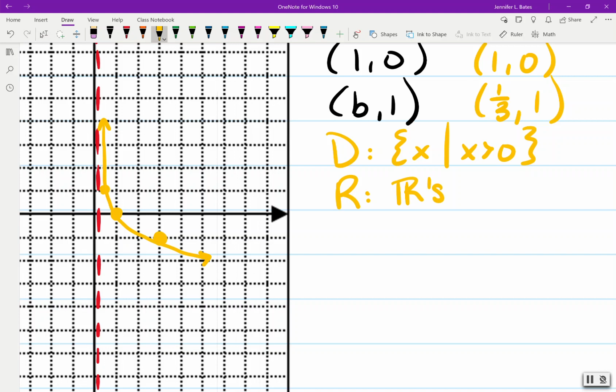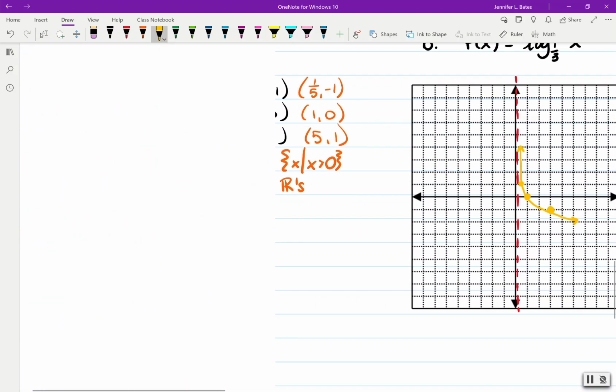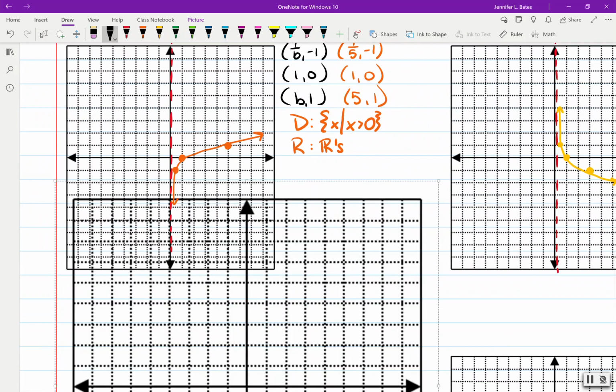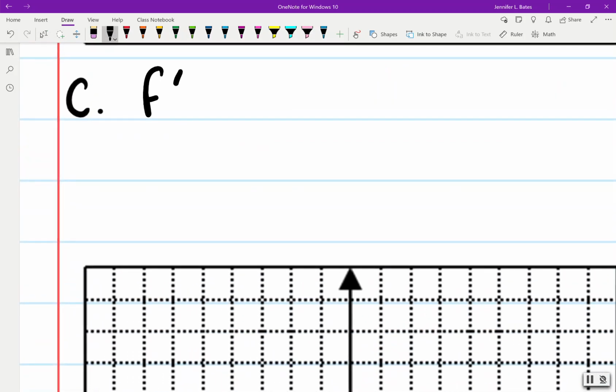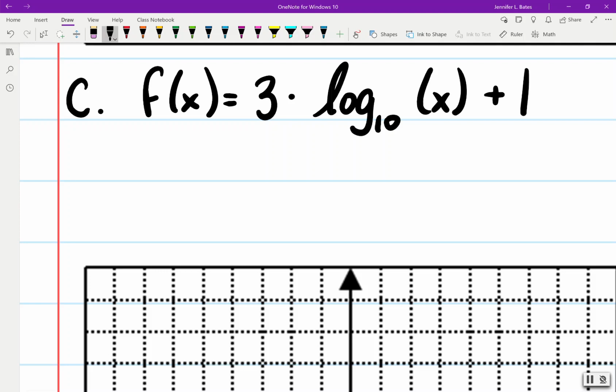Okay, let's do another one. So we'll call this example C. Now we're going to get into some transformations. In example C, we're given f of x is equal to 3 times the log base 10 of x, plus 1. So now we've got transformations happening.